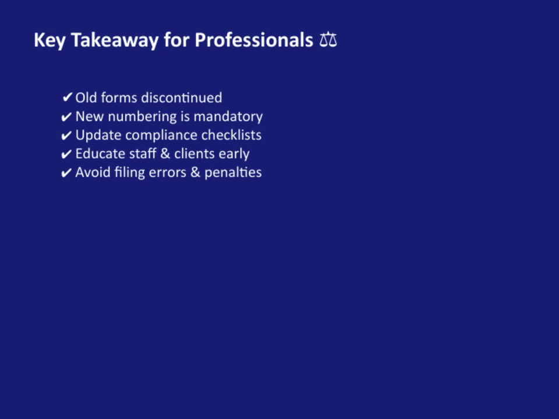Let's wrap up with some crucial points. First, it's important to note that old forms are being discontinued, so relying on outdated documents can lead to delays and confusion. Instead, we must adopt the new numbering system, which is now mandatory across all processes. This change helps ensure consistency and accuracy in our records. Next, updating your compliance checklists is essential. This keeps all your documentation aligned with the latest regulations and standards, reducing the risk of errors.